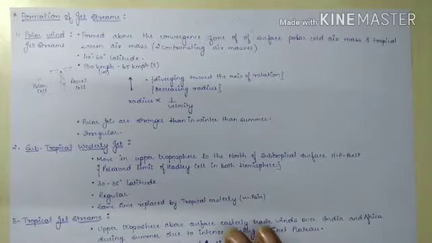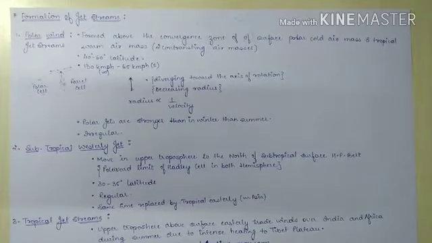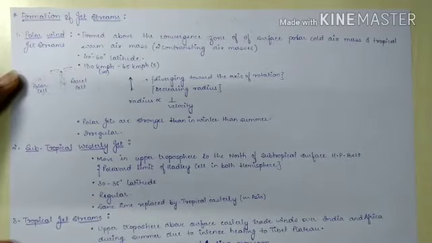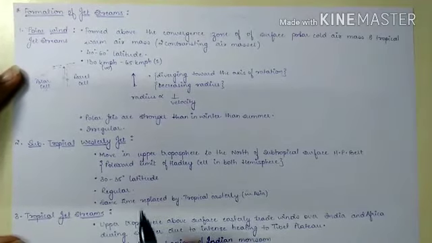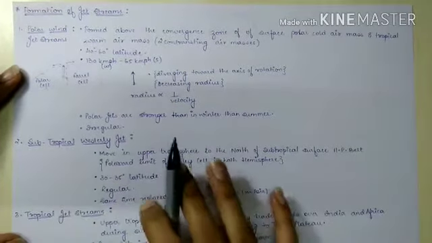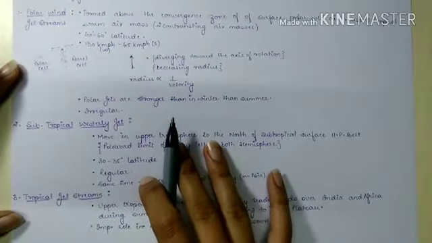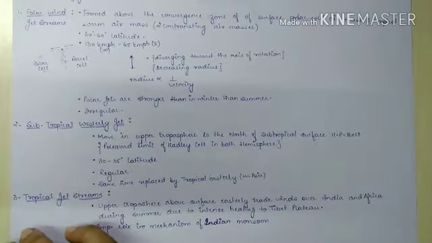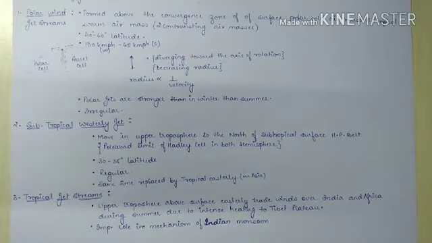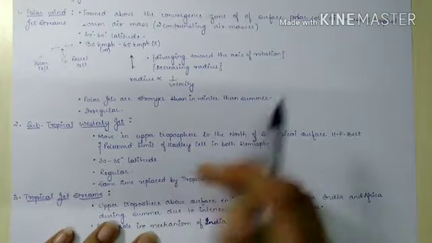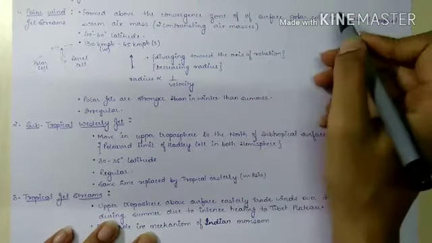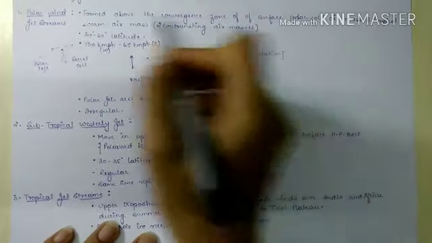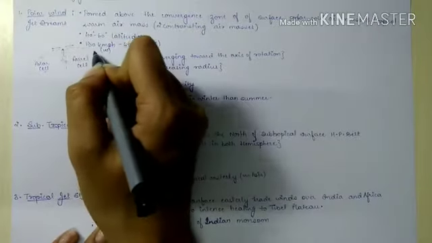Now as we have done the types of jet stream, we will look into the formation of jet stream. Here we will basically concentrate on the most important three jet streams. The first one is the polar frontal jet stream. The polar frontal jet stream is formed above the convergence zone of surface polar cold air mass and tropical warm air mass. See, we have the Ferrel cell.